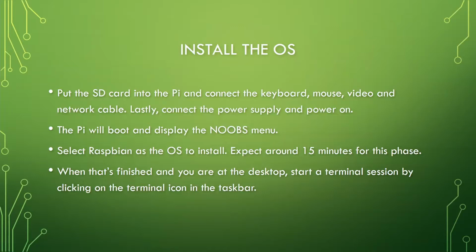I selected Raspbian as the operating system to install, and it took about 15 minutes for that phase. When it's all finished, it'll come back to a desktop. You need to start a terminal session by clicking on the terminal icon in the taskbar. Now, I'm talking about, of course, the Raspbian desktop and the top of the Raspbian taskbar.